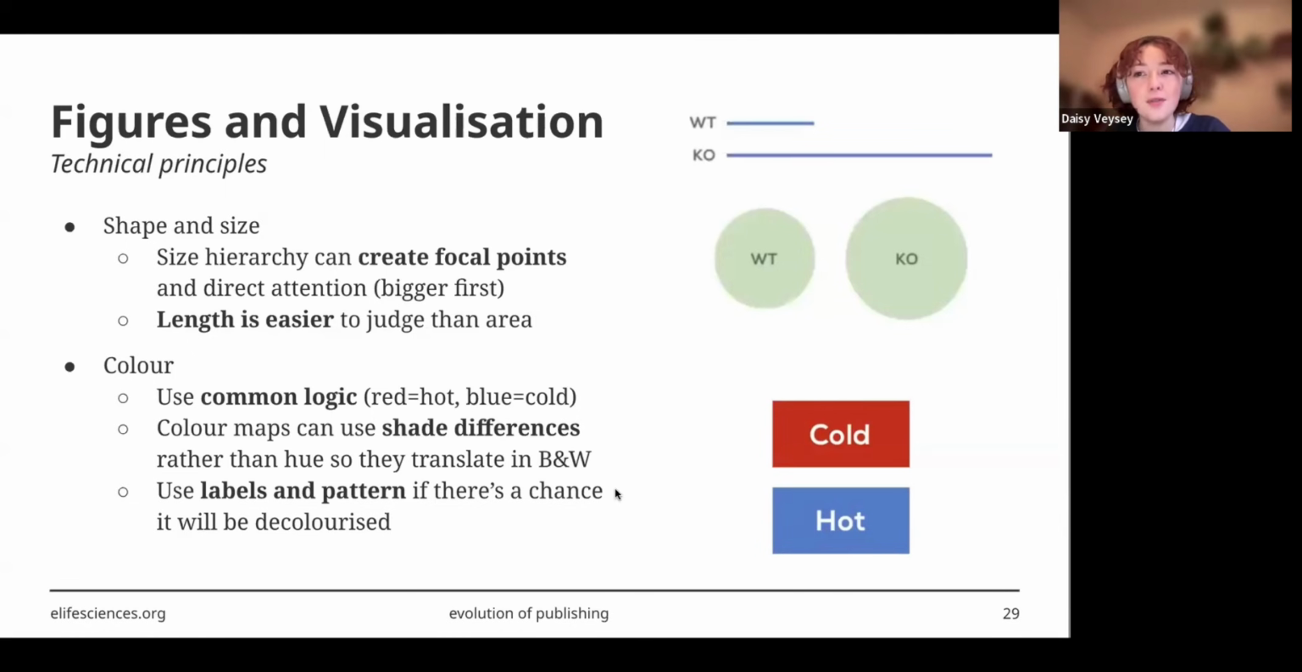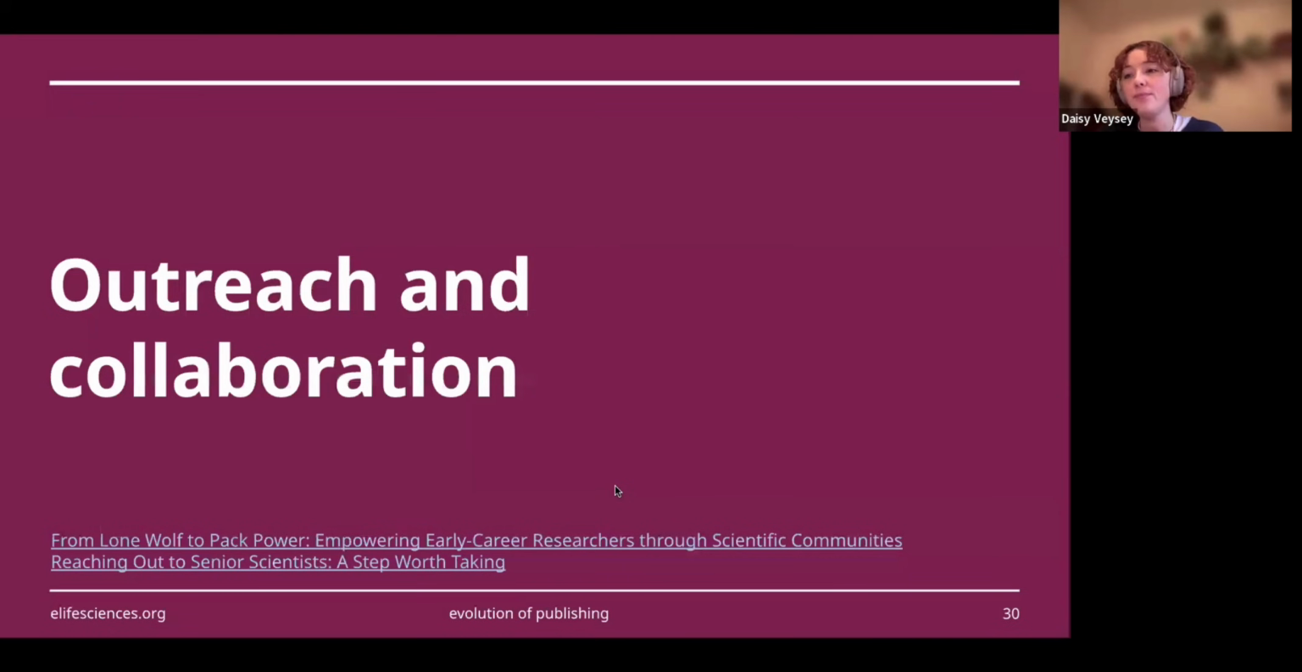Not using color is difficult for something like a heat map, but shade means that colors have more or less black in them. So they translate to a grayscale better if that happens.